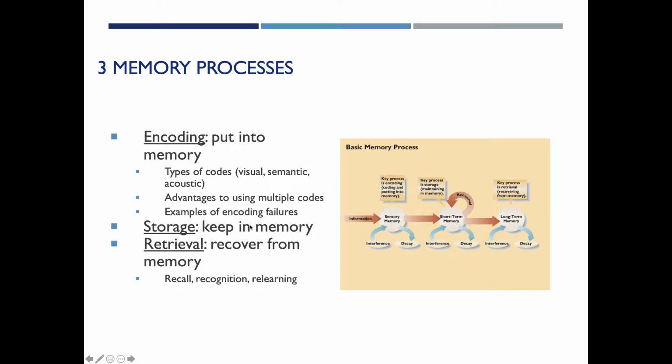Storage is keeping information in your memory, and retrieval is recovering it from memory when you need it later. So there's several different ways that you can retrieve information from memory. The easiest way is relearning. Like in high school, I took math through Algebra 2, and then I took a year off from taking math, and then when I got to college, I had to retake algebra, and it was a whole lot easier the second time I took it.